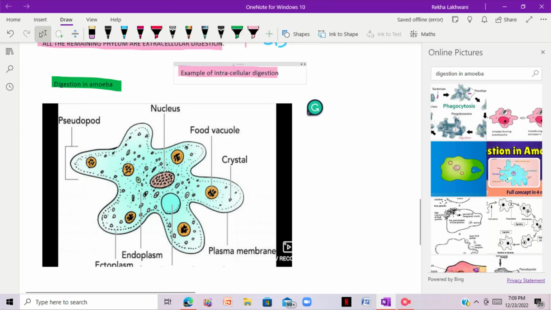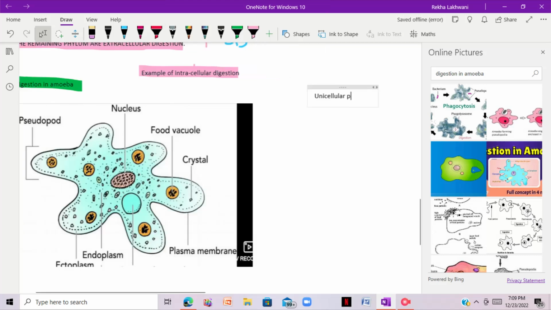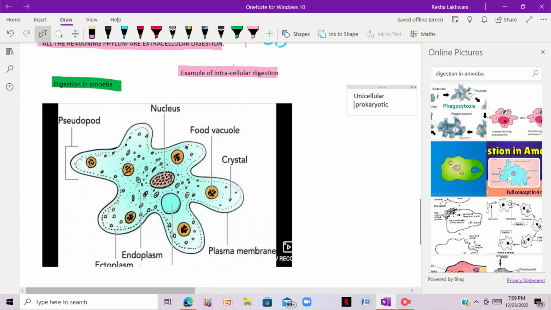So let's look over here. You can see it has pseudopodia. Now what is pseudopodia? Wherever the word pseudo comes, it means something which is false. So pseudopodia are known as the false feet of this amoeba.